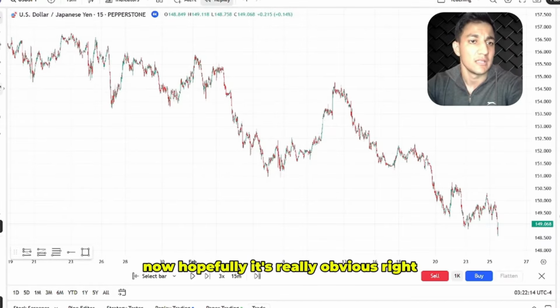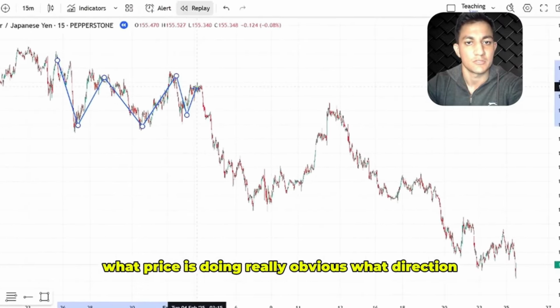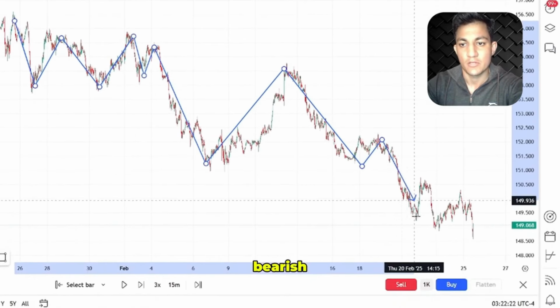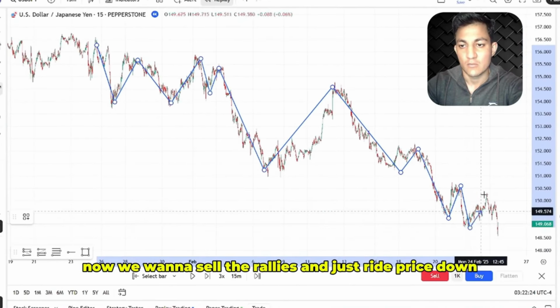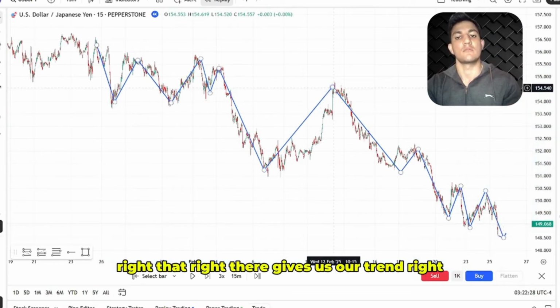Now, hopefully it's really obvious what price is doing, really obvious what direction price wants to go in. Really obvious. Bearish. We want to sell the rallies and just ride price down, right? That right there gives us our trend.